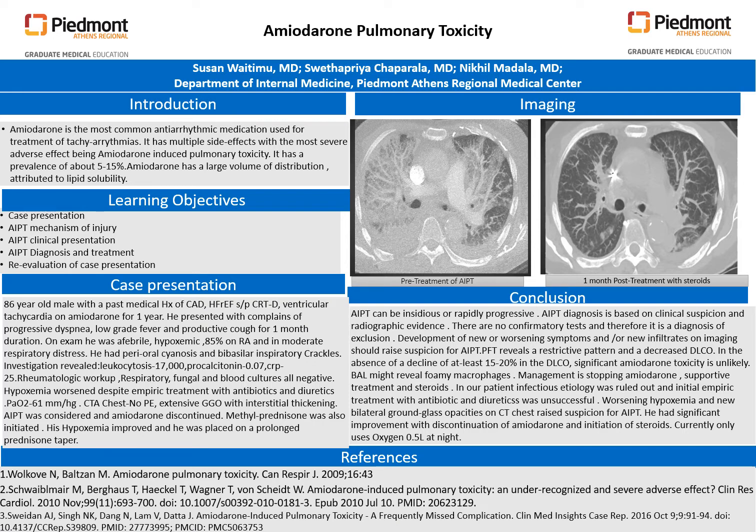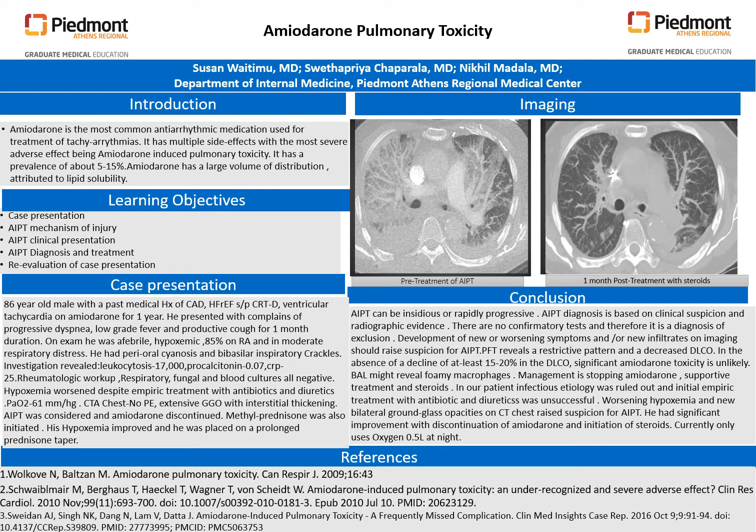Our learning objectives for today are that I'm going to give a case presentation. I'm also going to discuss the mechanism of injury, clinical presentation, diagnosis and treatment of AIPT, and finally we are going to re-evaluate our case presentation. I'll start with our case.